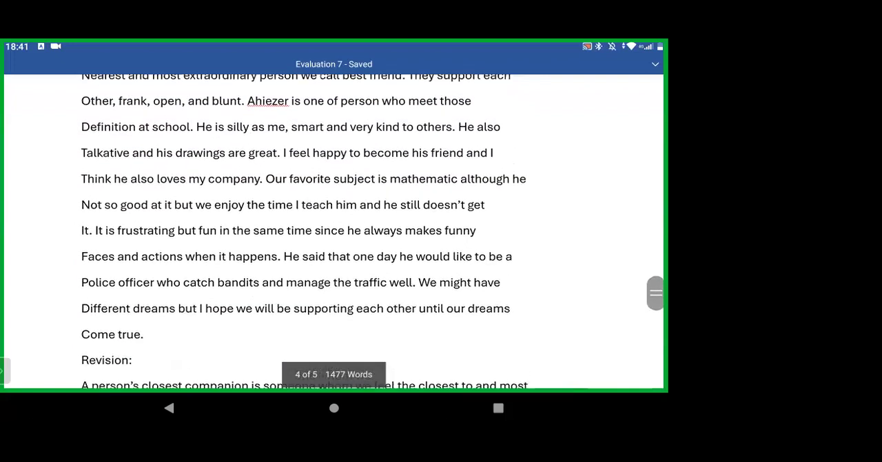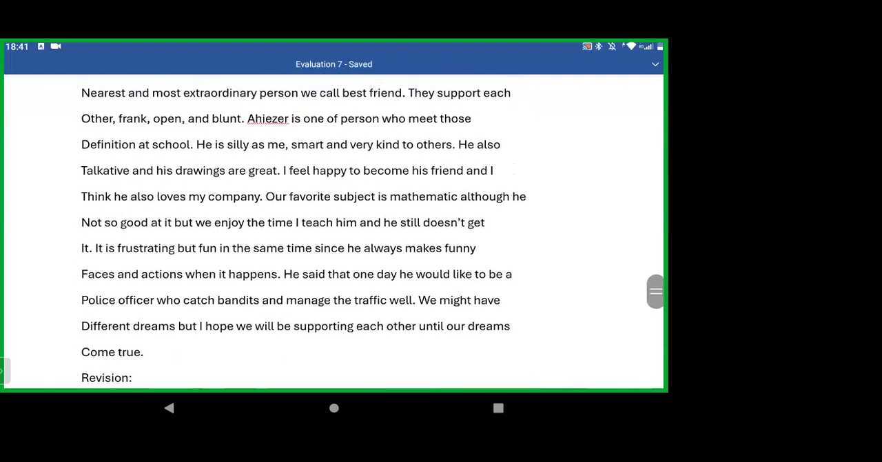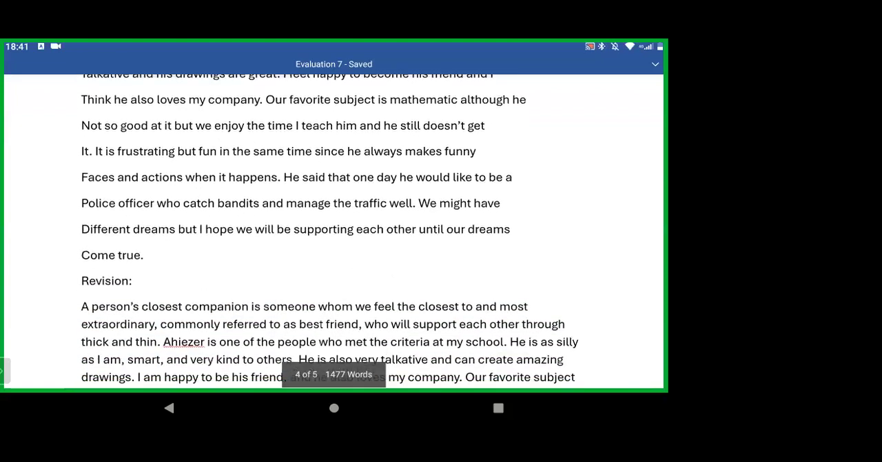Smart and very kind to others. Same, just add a comma between smart and. Okay. He also talkative and his drawings are great. I feel happy to become his friend. And I think he also loves my company. Okay, so minor revision right here.